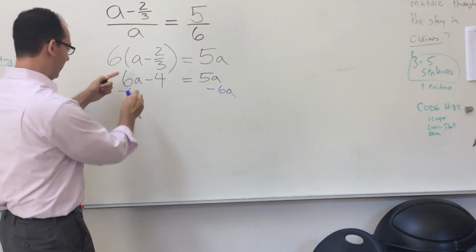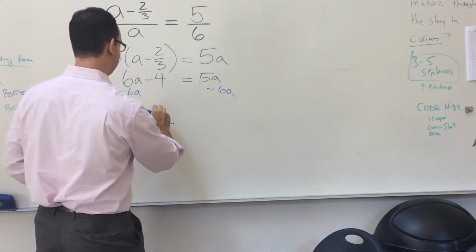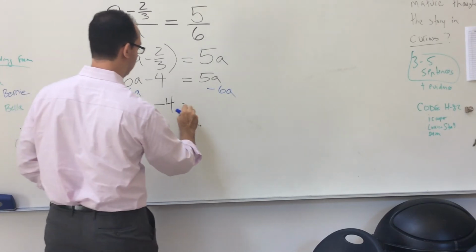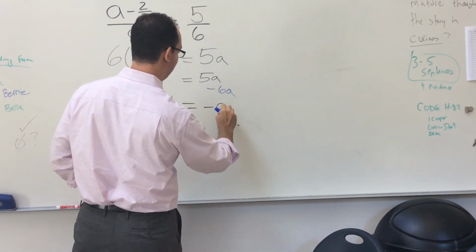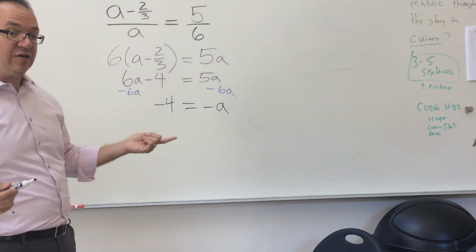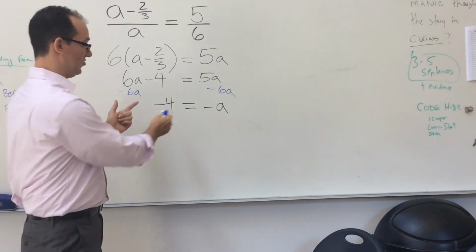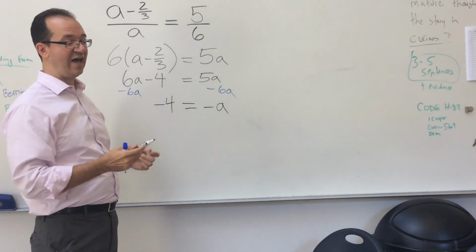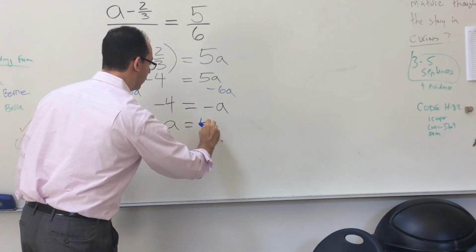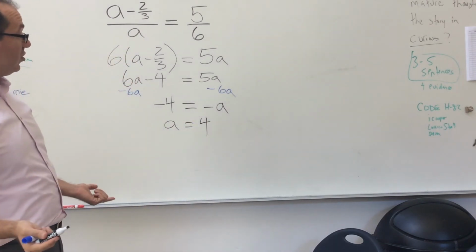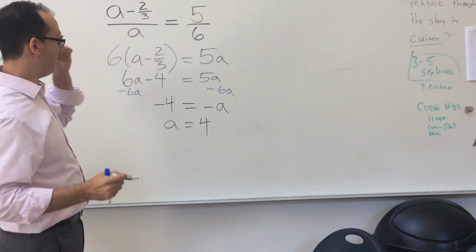What are we left with? Obviously, the a's are gone on the left-hand side, so you have negative 4 equals 5a minus 6a, which is a negative a. So negative 4 equals negative a, and like we discussed in class, you can always just flip that. In essence, you're multiplying each side by negative 1. So a equals 4.